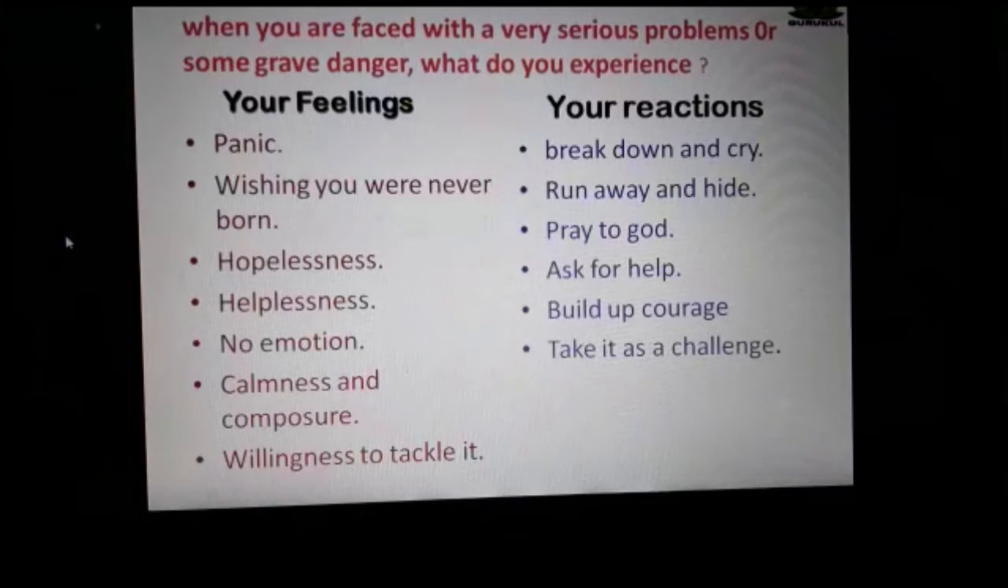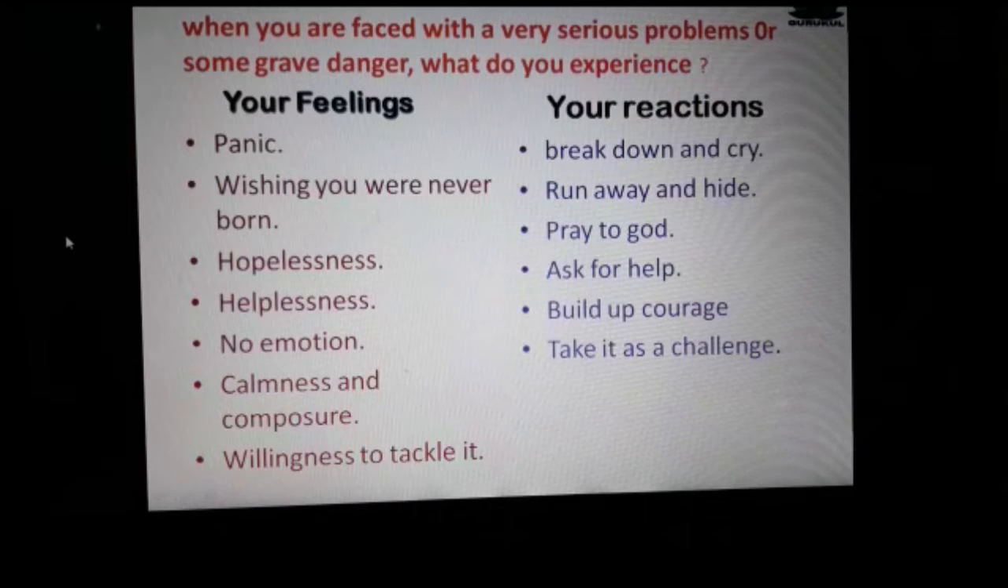Now before we actually understand the poem, children, we need to understand the background. So to make us familiar, he has put up certain questions to us as a warming up. In that he has asked, when you are faced with a very serious problem or some grave danger, what do you experience? Now he has described our feelings and our reactions also, and some of them are listed below.